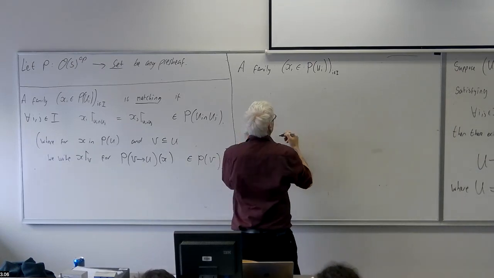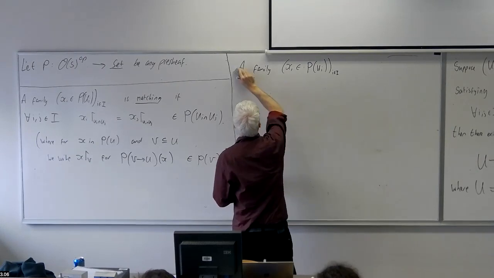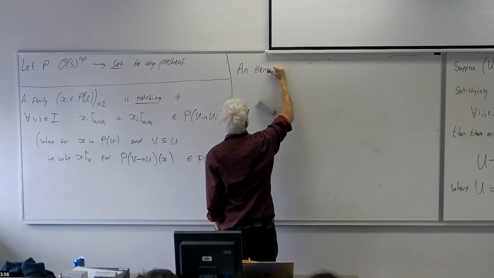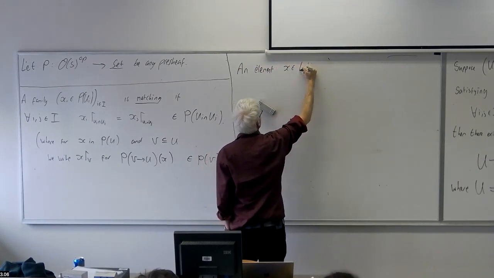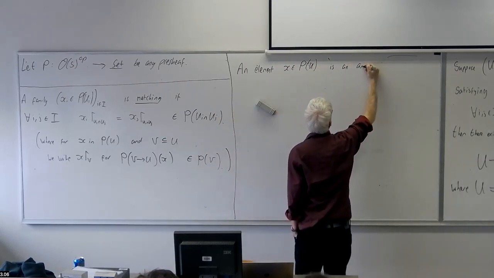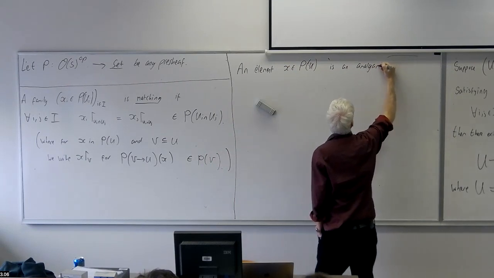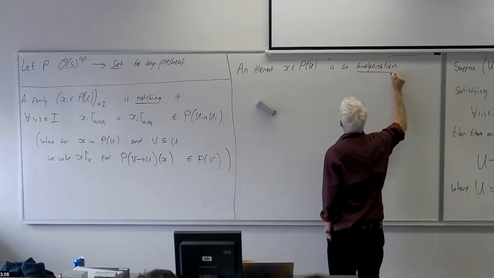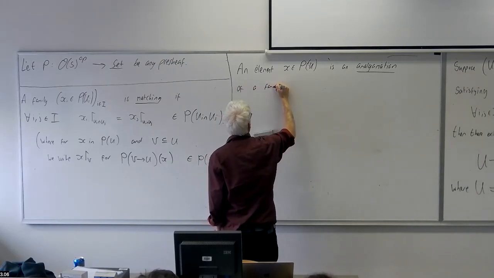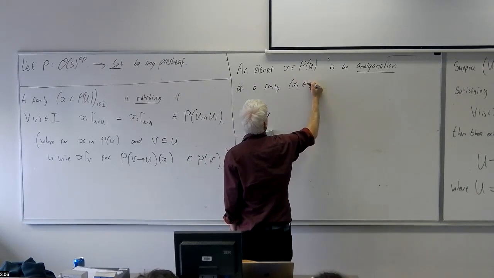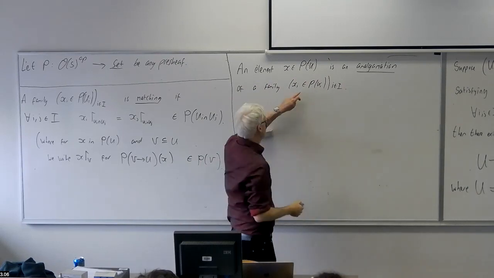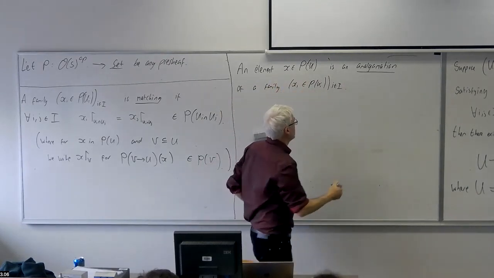Yeah, I want to stick things in a different order. Let's just start again. I want to say an element x in P of U is an amalgamation of a family of elements xi in P ui's. So we're considering lots of local elements in the ui's, and we want to amalgamate them.